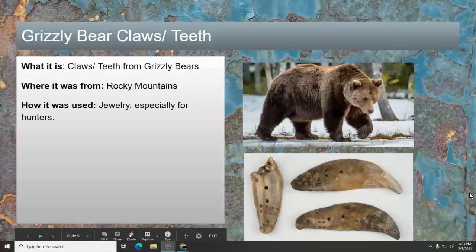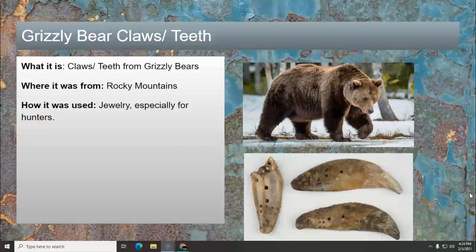Grizzly bear claws and teeth. A lot of hunters were buried with these. The grizzly bears came from the Rocky Mountains. They do not live this side of the Mississippi at all, and they don't live that side of the Mississippi until you get to the Rocky Mountains. And today, they only live in the very upper Rocky Mountains.